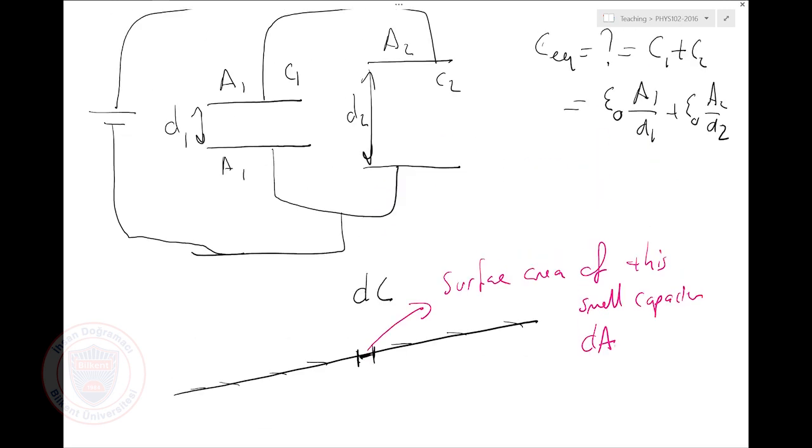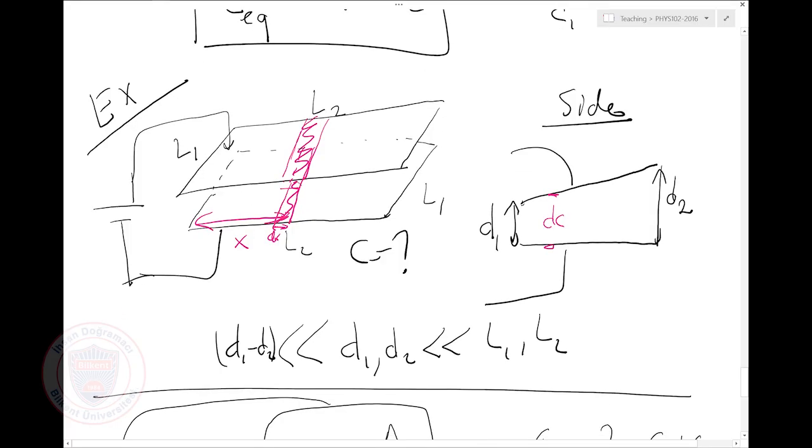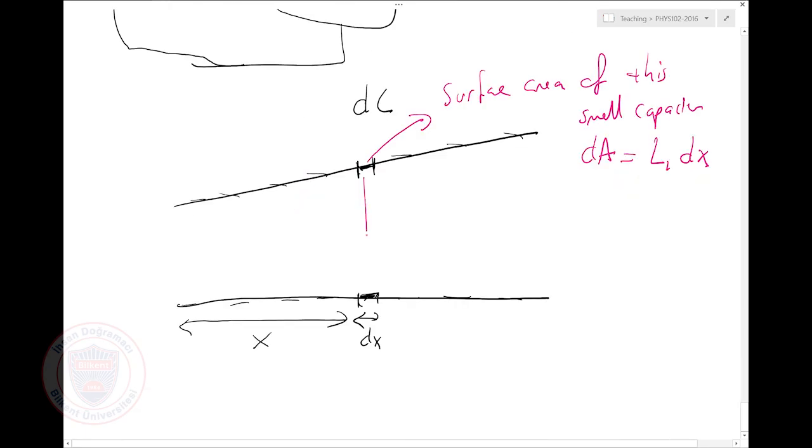I think it's best seen here. One side is dx, the other side is L1. So dA must be L1 times dx. What's the distance, or let's call it y here, as a function of x? The distance between the plates for this small capacitor.